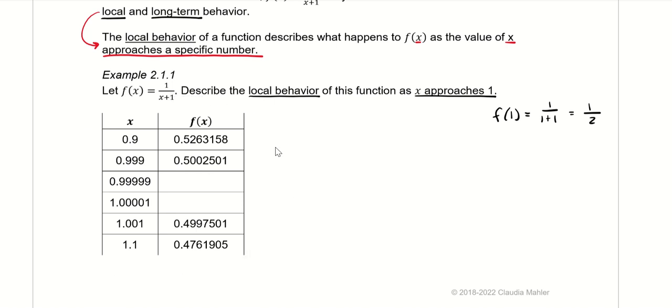So notice I've got two things going on here. I've got values of x, and I've got the corresponding values of the function for those values of x. So for example, in this first row, my x value is 0.9. And so what I'm doing to calculate this is I'm taking my function at 0.9, which means every place I see an x in my function, I'm going to replace it with 0.9. So this is going to be 1 over 0.9 plus 1, which gives us, if we were to calculate it out with a calculator, approximately that value there.